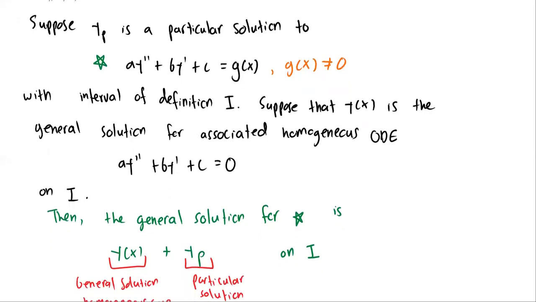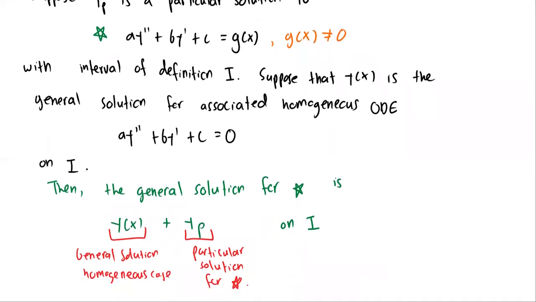Then the general solution for the original ODE, the non-homogeneous one, is given by the sum of the general solution for the homogeneous case plus the particular solution that we found for the original ODE. And this is the general solution on the interval of definition I that we found before, the shared interval of definition for which the particular solution and the general solution for the homogeneous ODE work. So what is this theorem telling us? It's giving us a way to find the general solution for the non-homogeneous case.